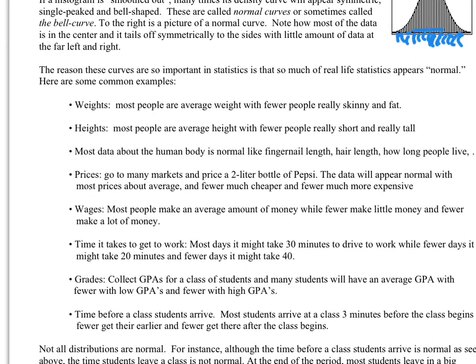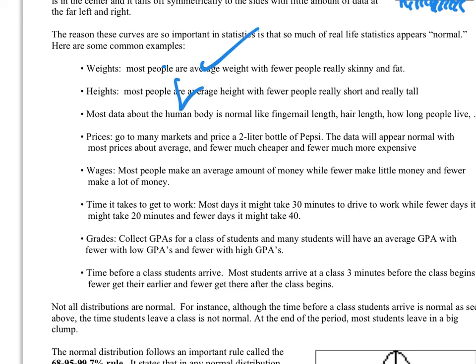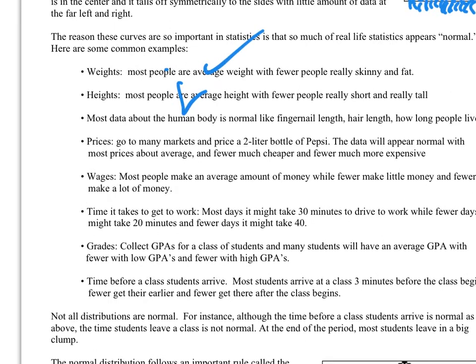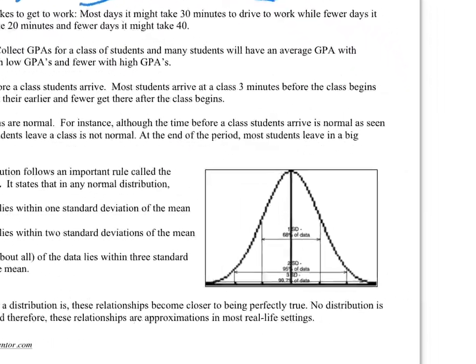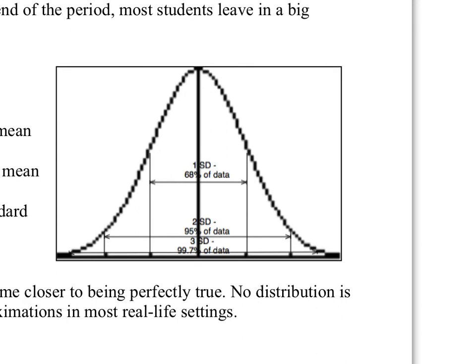He gave you a whole bunch of things: weight, height, human body measures, fingerprint lengths and hair lengths, how many eyebrow hairs they have, everything. Prices of things, money that people make, time it takes to go to work. Everybody in the valley, how long does it take to go to work? You're always going to have a normal curve, always. So the beauty of this lesson is, this is my naked normal curve.